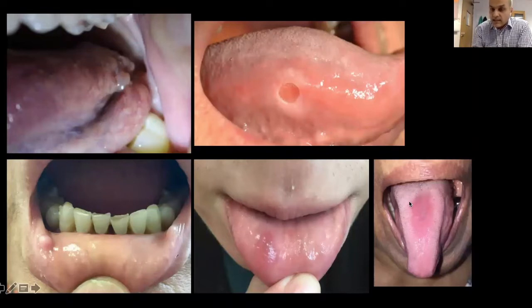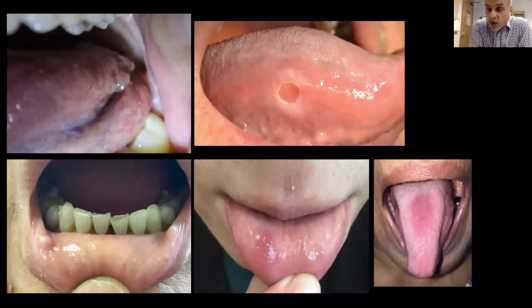So this is usually a rhomboid appearing area of depapillation on the dorsum of the tongue. Can be tender, can be sensitive to hot and cold food or spicy or citric food, and patients might have a background history of diabetes or could be in a healthy person as well. Any takers? Is this geographic tongue? No, this could be, but this is more a descriptive term.